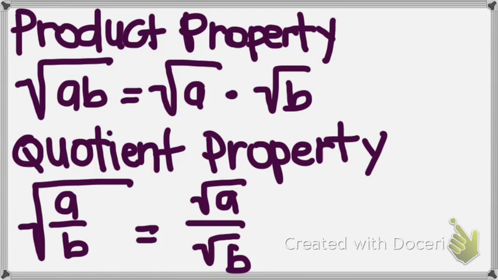The product property tells us that the square root of AB equals the square root of A times the square root of B. And we can also see the quotient property, which tells us that the square root of A over B equals the square root of A over the square root of B.